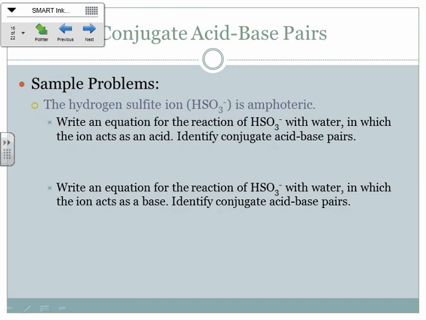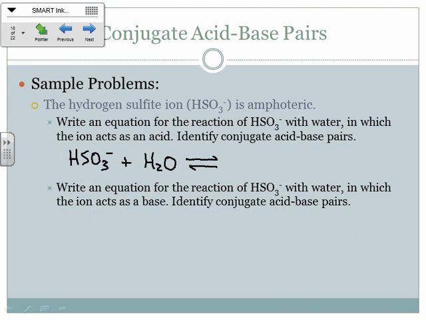Okay, more sample problems here. The hydrogen sulfite ion is amphoteric. We want to write an equation for the reaction of HSO3 minus with water, in which the ion acts as an acid. And then we want to identify the conjugate acid-base pairs. Okay, so we've got HSO3 minus plus water. And because we're talking about conjugate acid-base pairs, this is going to be an equilibrium reaction. That's the main reason we talked about equilibrium last chapter before we started acids and bases, because most acids and bases happen in an equilibrium with one another.